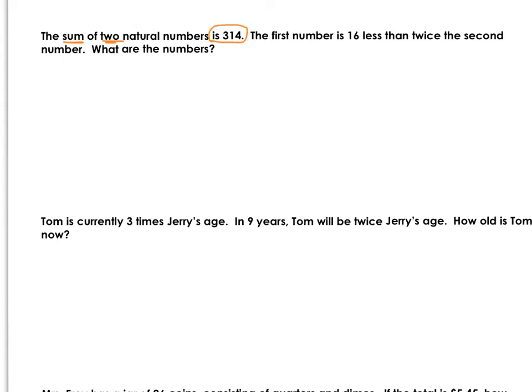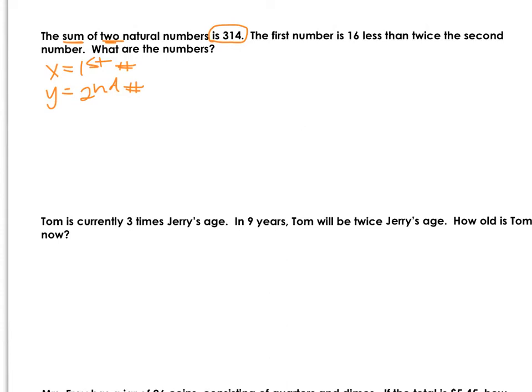So we have a first number and a second number, it says. We can pick two variables. I'm going to pick x and y. You could pick f for first and s for second, I suppose. But I'm going to go x and y. I'll let x equal the first of the two numbers, and y is the second number. If their sum is 314, that just means we're going to add the two together.